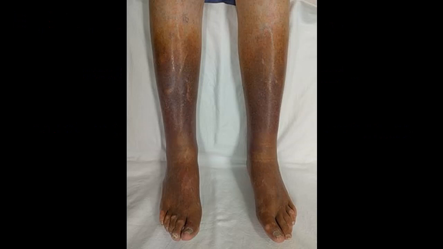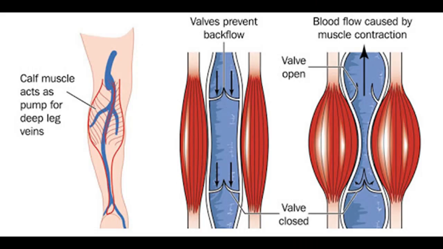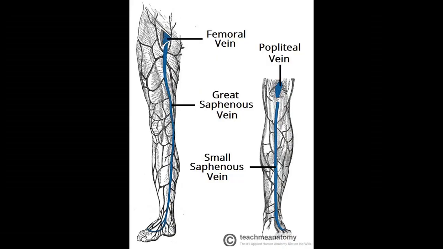Another example of venous diseases is chronic venous insufficiency. Chronic venous insufficiency results from the obstruction of venous valves in the legs or the reflux of blood back through the valves. Superficial and deep leg veins can also be involved.